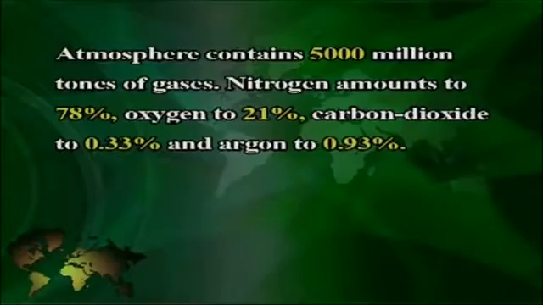Air present in the atmosphere is a mixture of gases, smokes and dust. The atmosphere contains 5,000 million tons of gases. Nitrogen amounts to 78%, oxygen to 21%, carbon dioxide to 0.33% and argon to 0.93%. Almost all of these gases are needed in one way or the other for life to survive and to maintain the balance of these in the atmosphere.